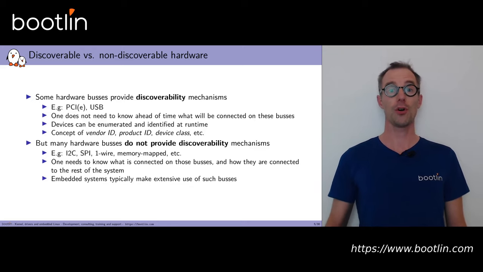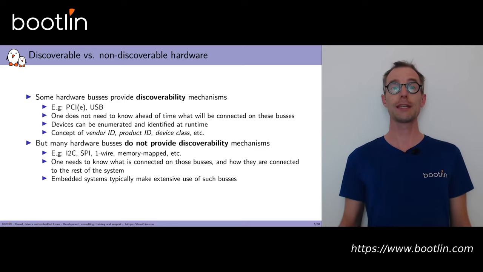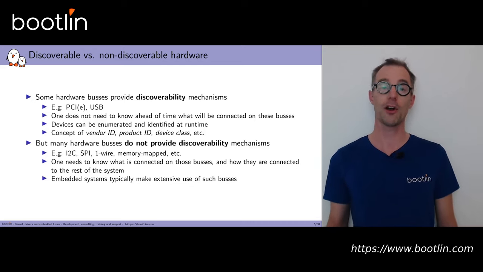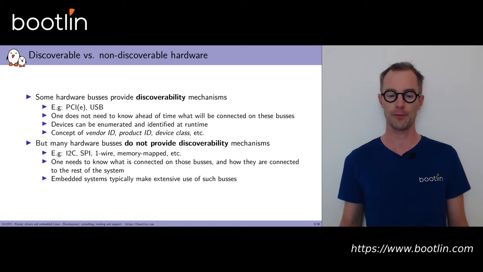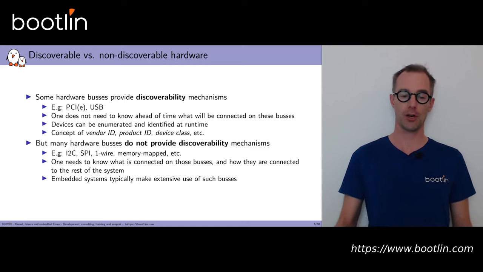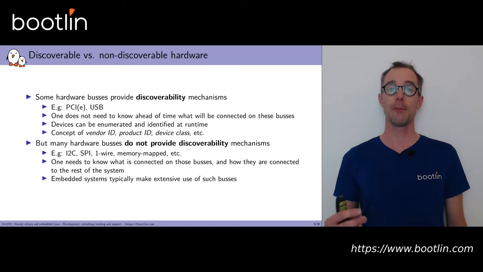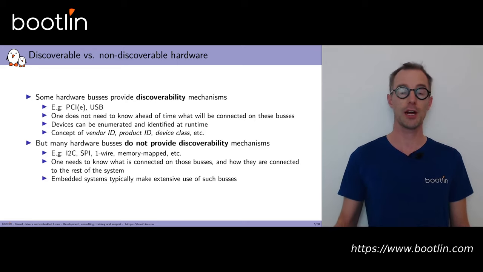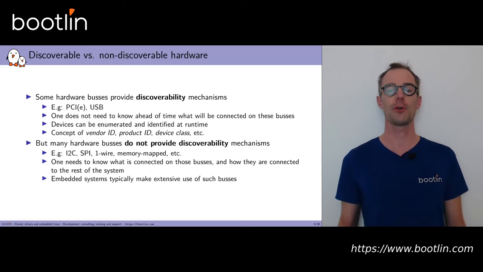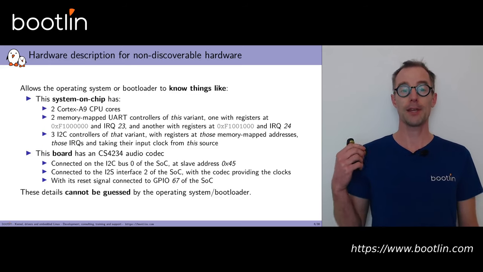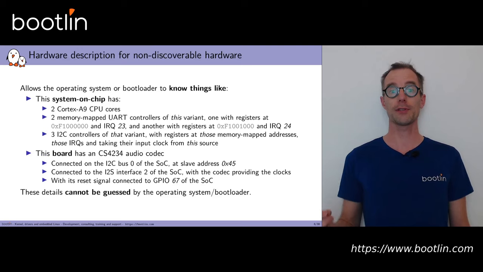But there are many more other hardware buses that do not provide any discoverability mechanism. For example, I2C, SPI, OneWire, or memory map devices are typically not dynamically discoverable. One needs to know what is connected on those buses, how they are connected to the rest of the system. And embedded systems typically make a lot of use of such buses. Indeed, I2C, SPI, memory map devices are very, very common in most embedded systems. So the hardware description is necessary for this non-discoverable hardware.